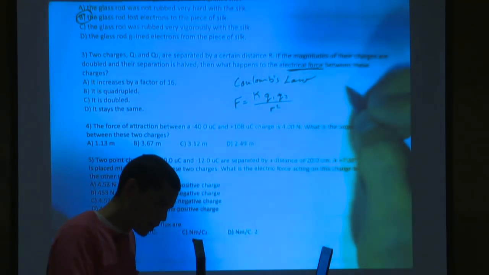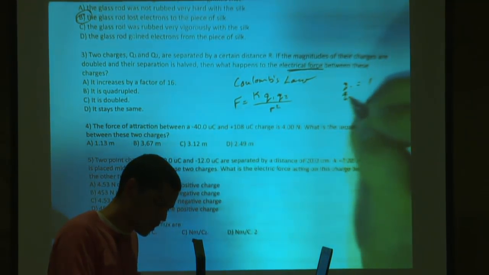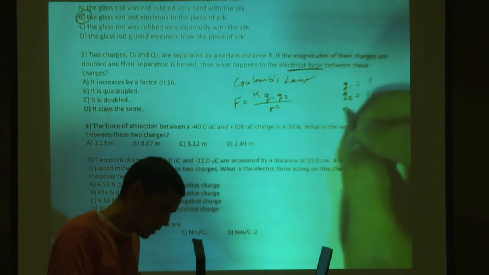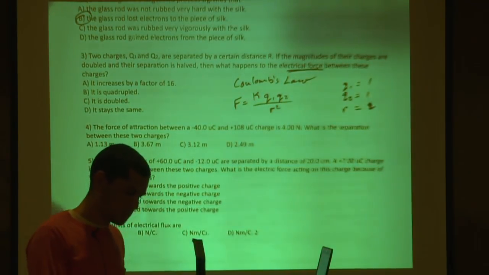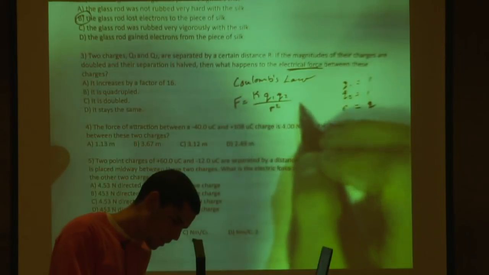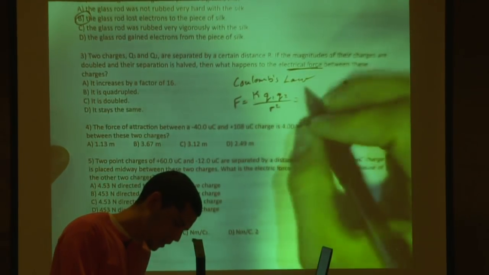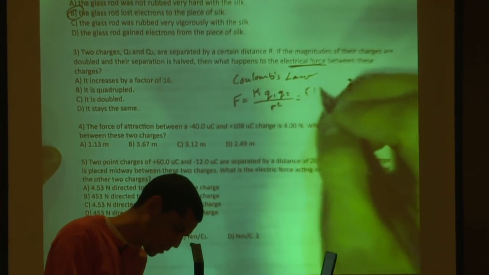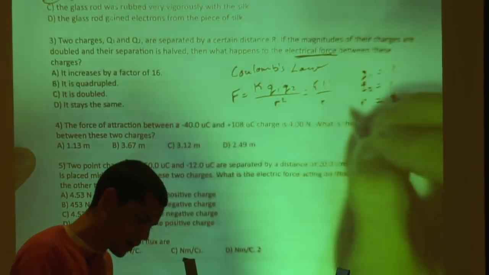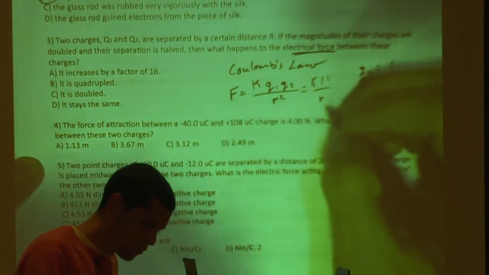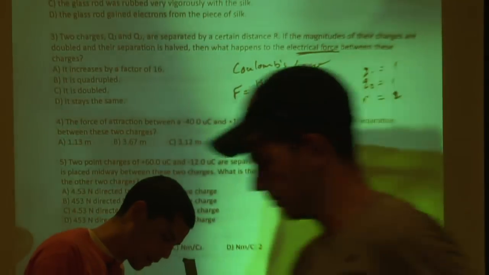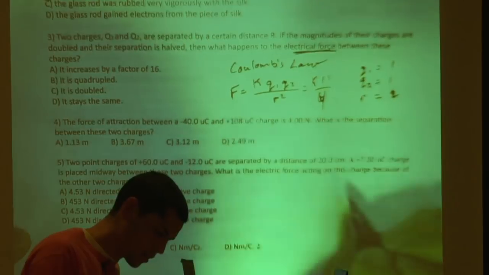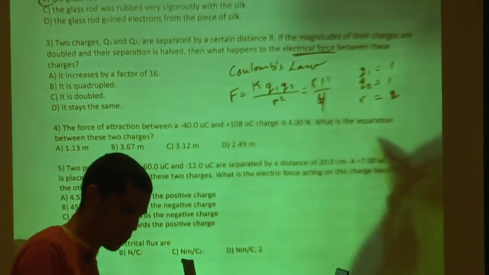So let's say Q1 is equal to 1, Q2 is equal to 1 as well, and then the radial distance is equal to, let's say, 2. If we plug this in, we have K times 1 over R squared, which will be 4, right? So then we're going to take that and see that it's simply K over 4.